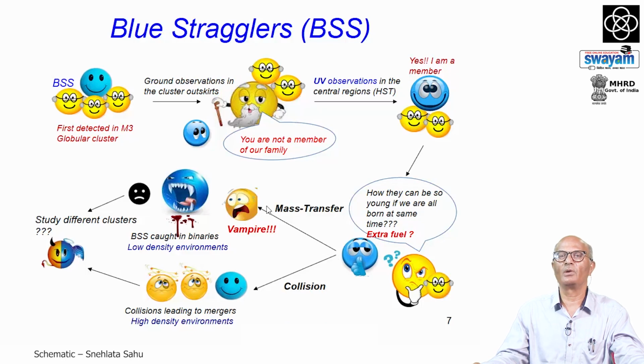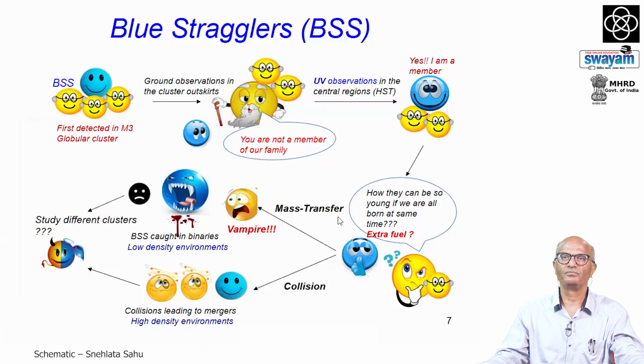In fact, depending upon whether we have an open cluster, then most likely it is binarity, where mass transfer seems to be responsible for the progenitor. In the case of globular clusters, which are very rich, we have mergers and collisions, and that also seems to be responsible for the formation of blue straggler stars. And that is the stage which I will try to explain in the next few slides.